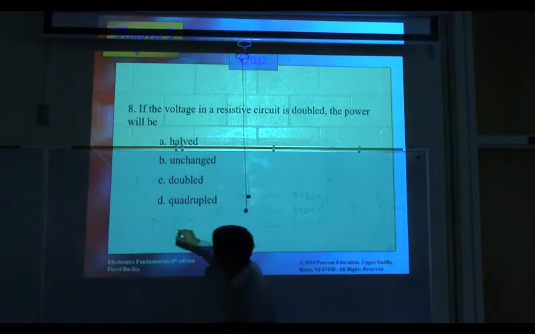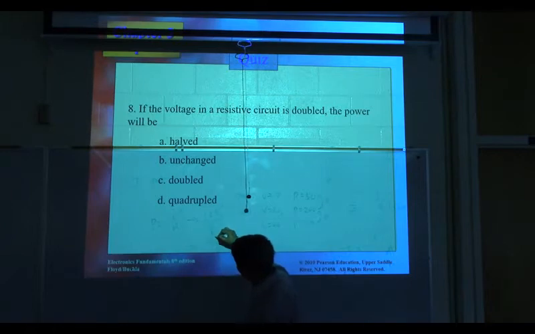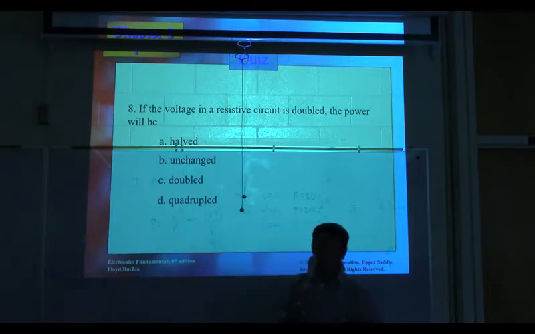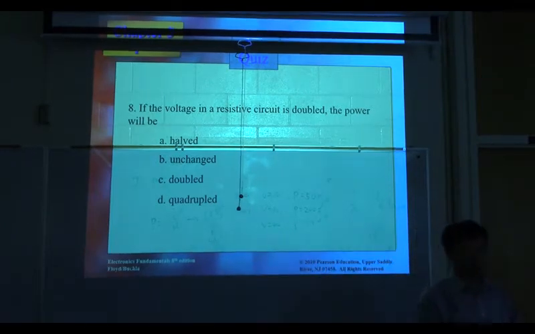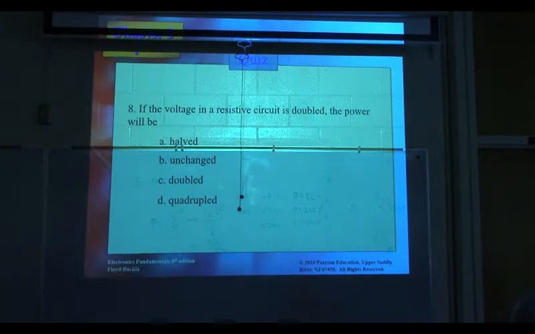See, this one is V squared over R. This one is V squared over R, but there's a 4 before it. So it's 4 times.